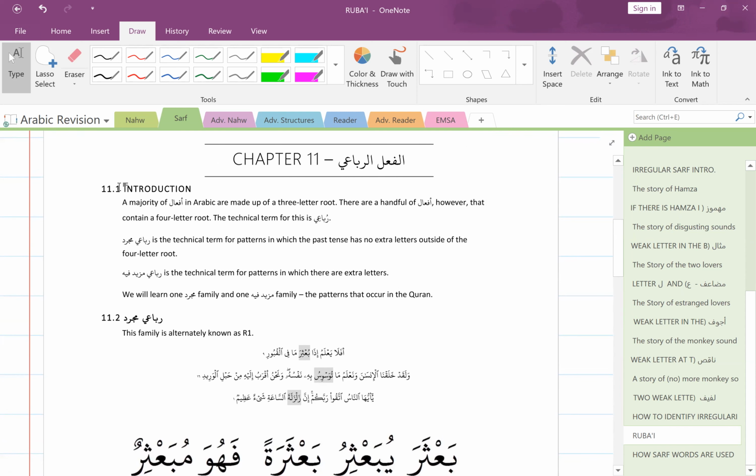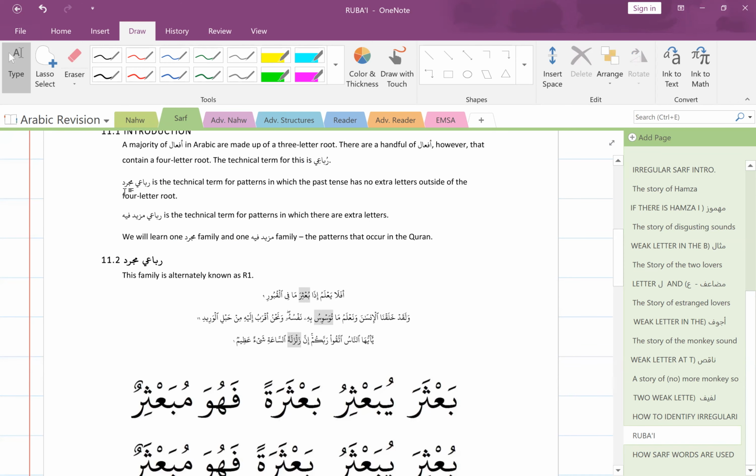Okay, so basically the majority of the verbs or words that you're going to come across are going to be 3 letter root. They're going to have 3 root letters in them. But you have a few that may have 4 letters, and this also happens in the Quran, and that's why we are studying Rubaa'ii. So again, we've talked about Rubaa'ii Mujarrad, we've talked about Rubaa'ii Mazid Fihi, and the difference between the two.